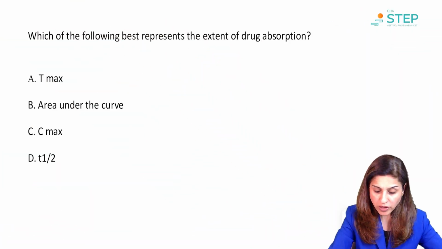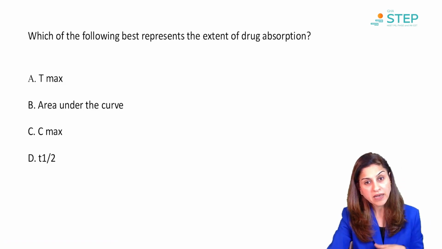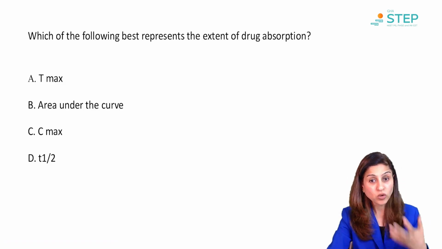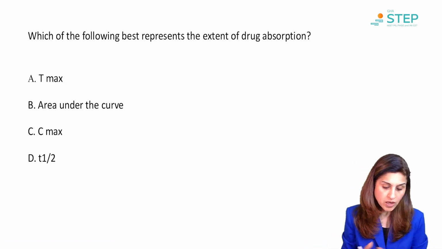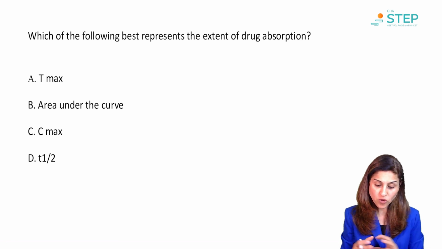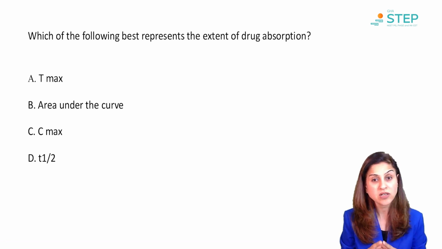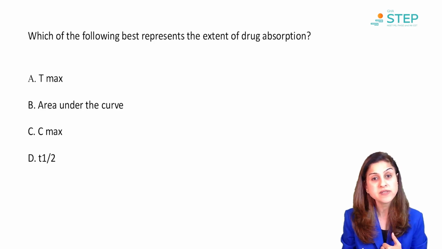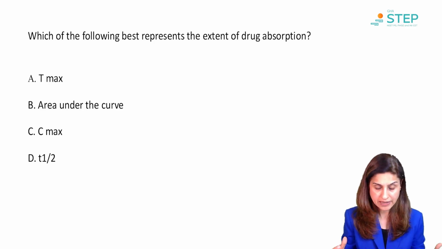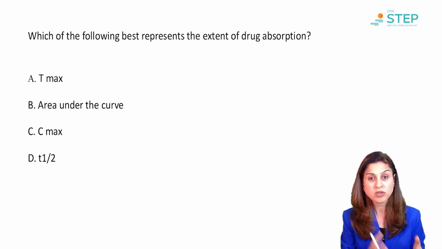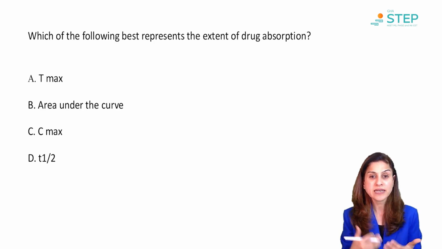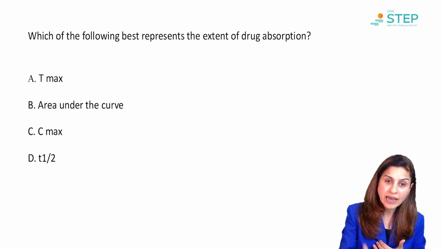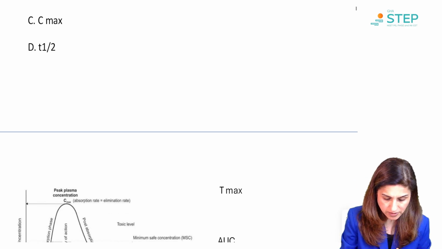Let's move on and start with certain PYQs, and then we will go deep into that concept. The first PYQ is: which of the following best represents the extent of drug absorption? Your options are Tmax, area under the curve, Cmax, or half-life, that is T half. Before we answer this question, let's first get into the concepts, and then we'll come back and answer this.